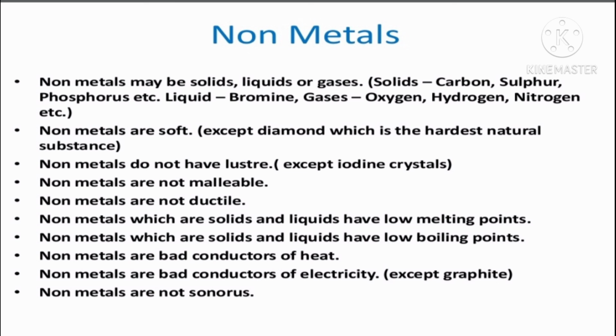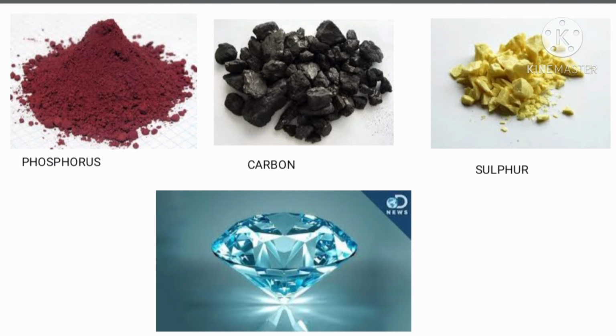Here are some examples of non-metals. Phosphorus, dear students, is a red colour powder over here. Carbon is available as coke and charcoal, which can be seen over here, black in colour. Also you are able to see sulfur. So coal, that is carbon, phosphorus and sulfur are in the solid state. One more example of carbon, dear students: diamond is made up of carbon only.